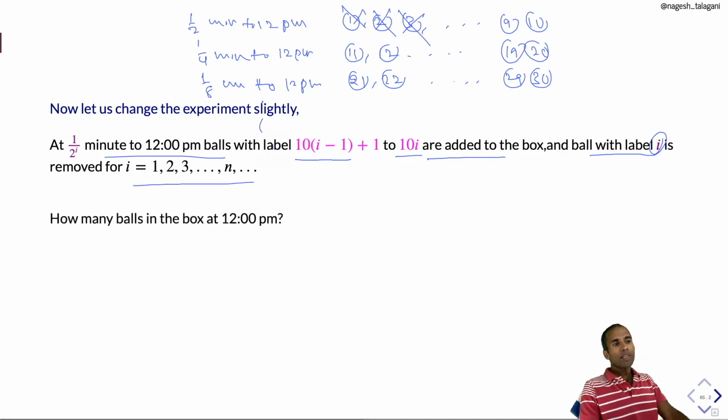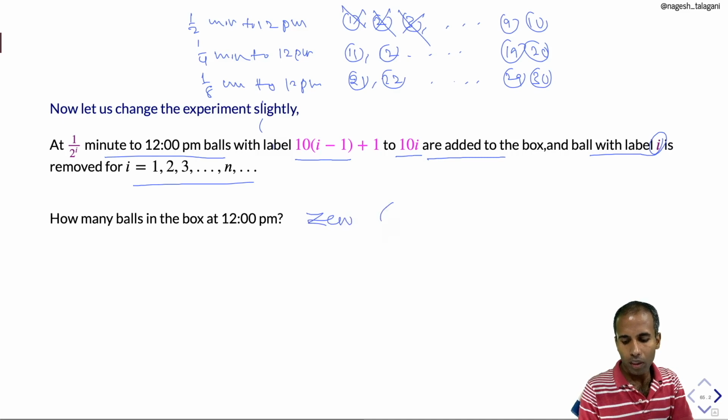Now again, same question. How many balls are in the box at 12 pm? This time the answer will be 0. That means the box will be empty at 12 pm.